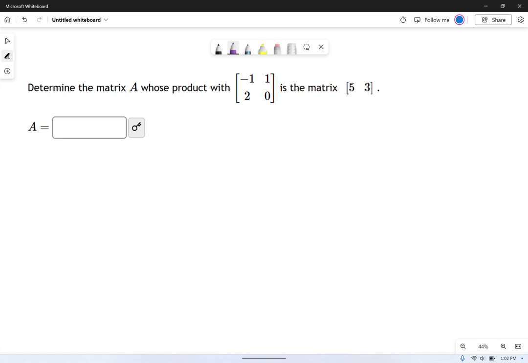I think this is such a neat multiplication problem of matrices. But before I talk about how to solve it, we do need to talk about how matrix multiplication works. And I'm going to give you an example.